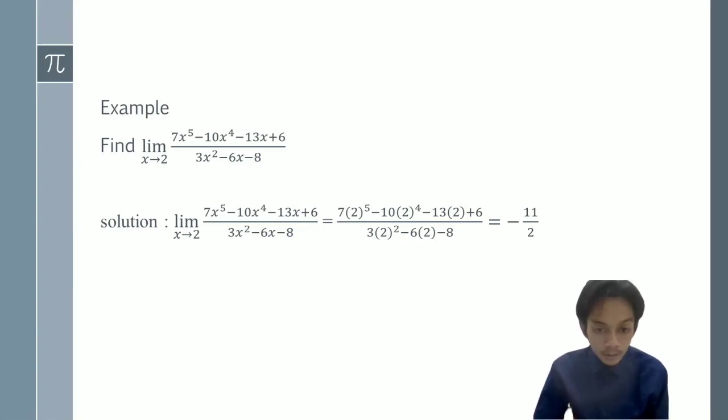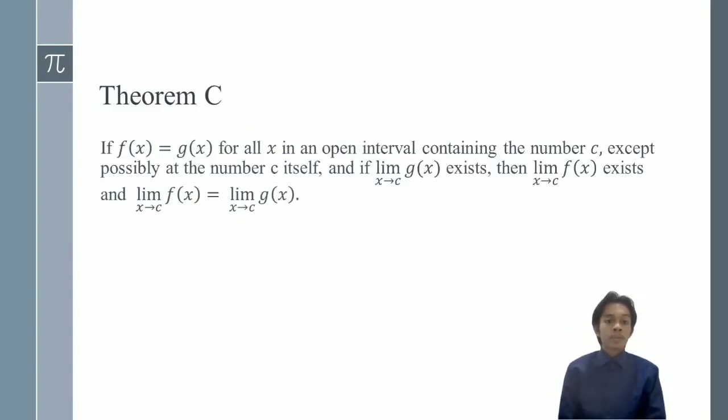So easy. And next, theorem C says if f(x) is equal to g(x) for all x in an open interval containing the number c, except possibly at the number c itself, and if the limit of the function g(x) as x approaches c exists, then the limit of the function f(x) as x approaches c exists, and the limit of the function f(x) as x approaches c is equal to the limit of the function g(x) as x approaches c.